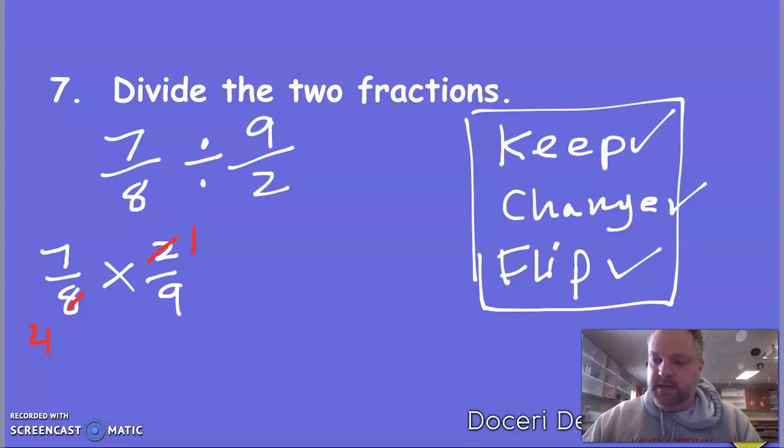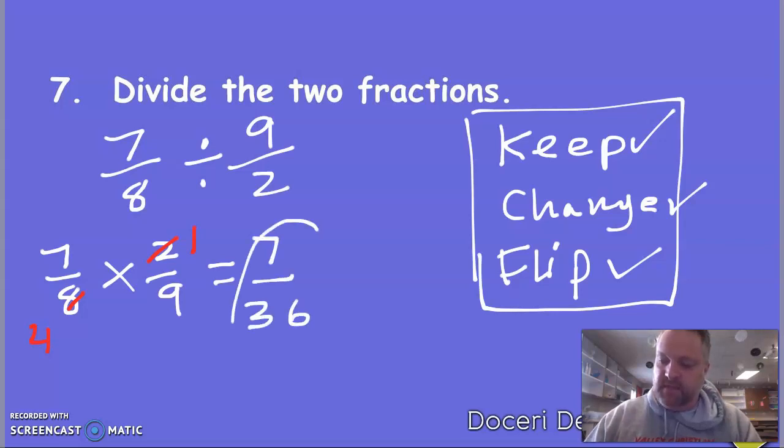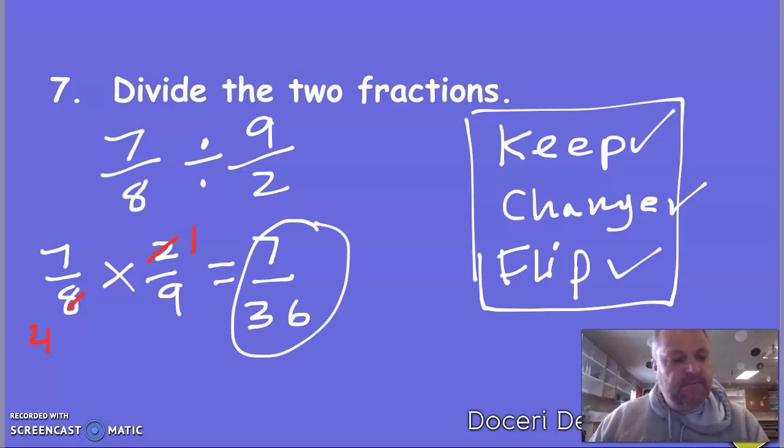Now I simply multiply straight across. 7 times 1 is 7. 4 times 9 is 36. So I have successfully divided these two fractions. Let's move on to the next one.